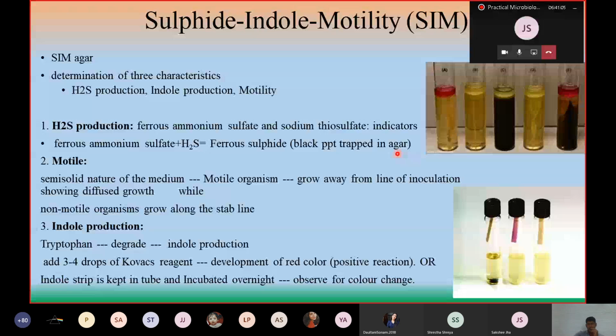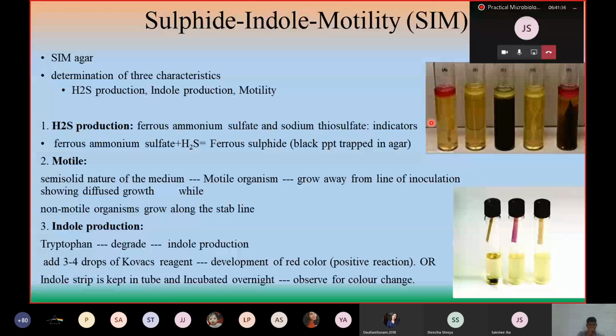And this motility media is semi-solid. That means if the organism is motile, it will give a diffuse growth. The organism from the stab line will try to grow in a diffuse fashion. So if the organism is motile, diffuse growth will be seen. If not motile, growth will be seen only along the streak or stab line.